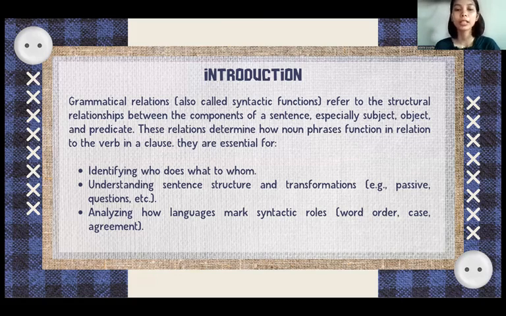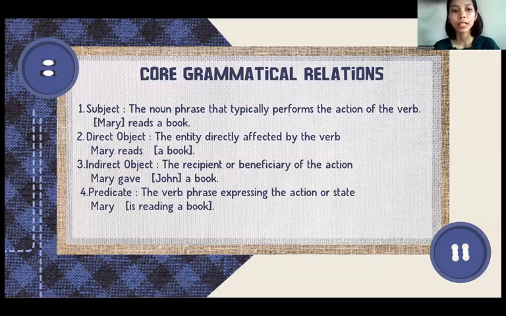So this is the core grammatical relation. The first is subject. A subject is the noun phrase that typically performs the action of the verb. For example, Mary reads a book. Mary here is the subject. And the next is direct object. A direct object is the entity directly affected by the verb. So in this example, Mary reads a book, 'a book' is the direct object.